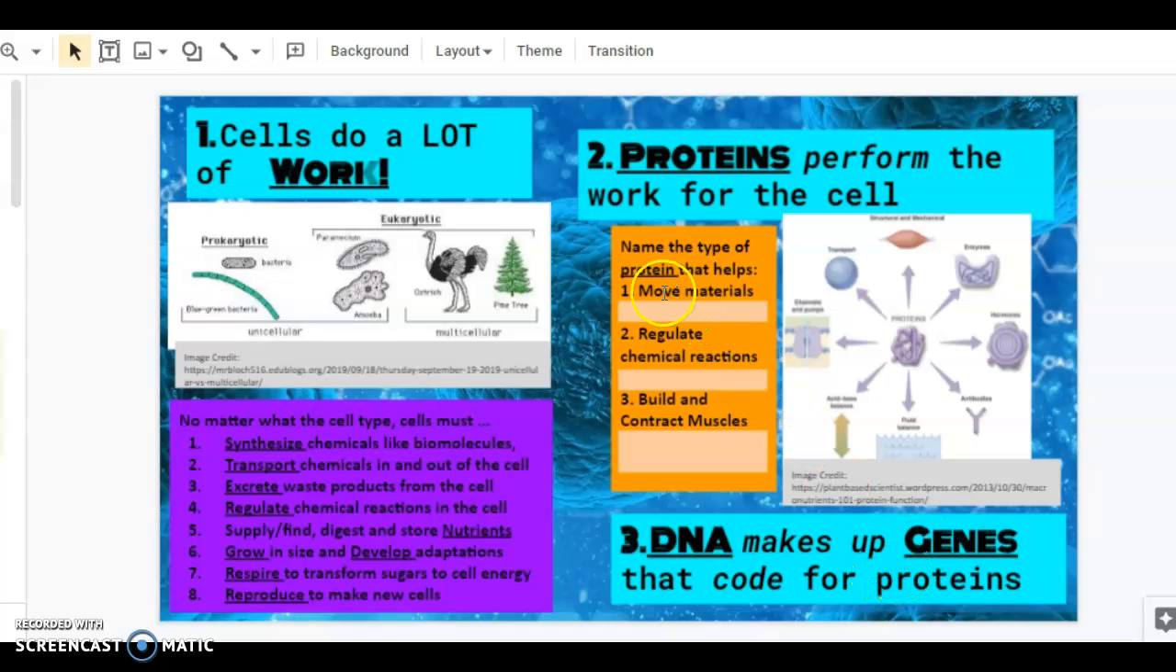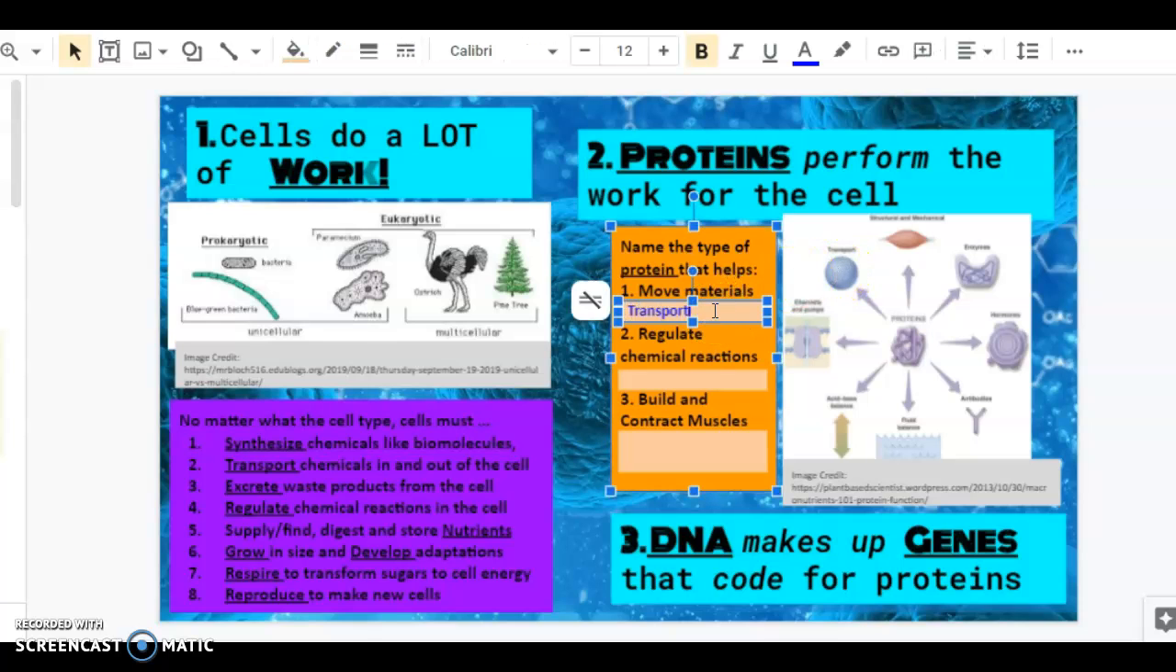Now, the type of protein that helps move materials. If you look over here, that is the transport protein. We saw transport moves chemicals in and out of the cell. Which of these proteins help to regulate chemical reactions? We learned about those in a previous module. Hopefully you remember those are enzymes, which lower the activation energy so the reaction can happen more quickly.